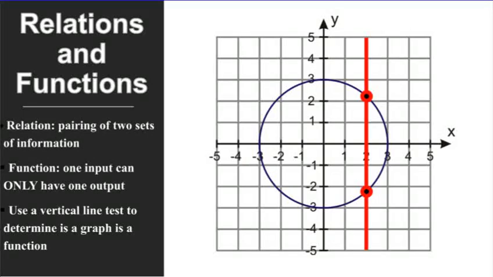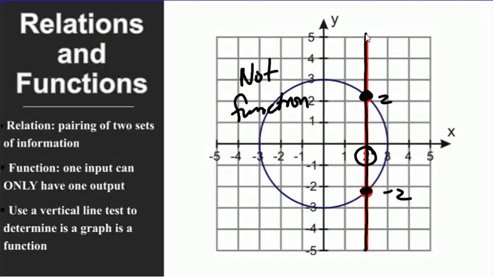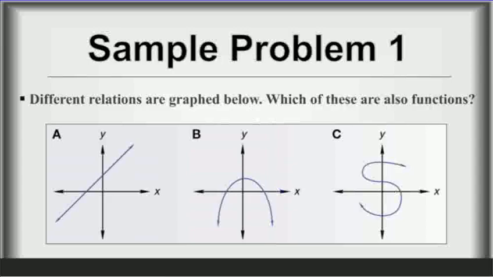The vertical line test just tells you to draw a vertical line through your graph like this. And if it touches your graph in two places on that line, then it's not a function. Since it crosses this point and this point, this is not a function because the x-coordinate 2 has two y values. It can't get you a 2 here and a -2 there if you're putting it into the same equation. So that is not a function. So let's take a look at another example.